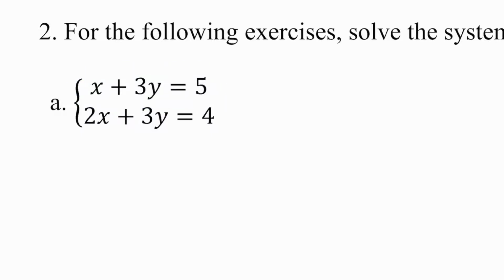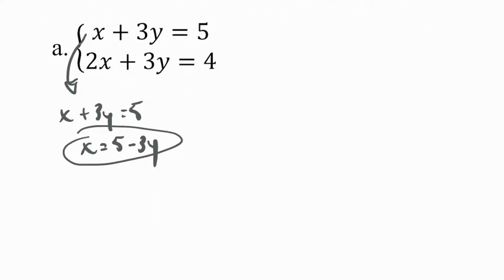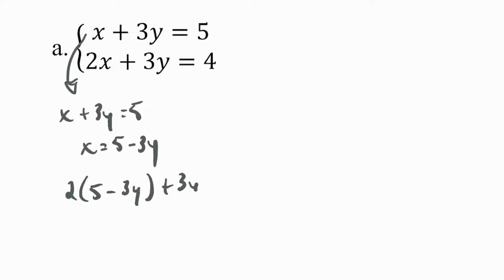So I'm going to pick this first equation, copy it down here, x plus 3y equals 5. And I'm going to subtract 3y on both sides. x equals 5 minus 3y. Okay. Now, if I'm looking for the solution, I'm looking for the pair of numbers that match both equations. So I'm going to take this equation and substitute in for x. So I'm going to plug 5 minus 3y into x. Okay, so 2 times (5 minus 3y) plus 3y equals 4.